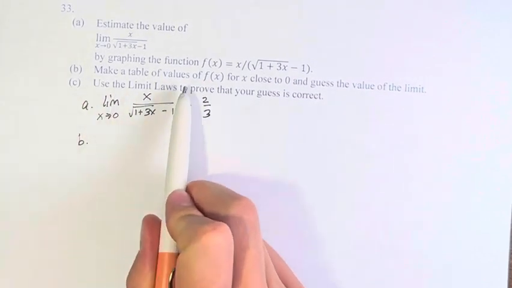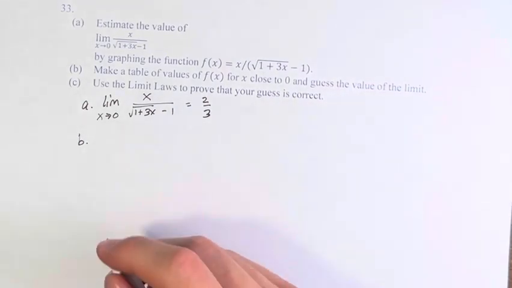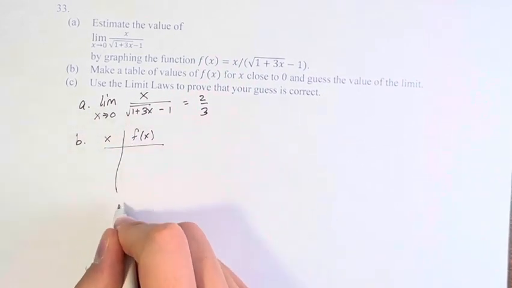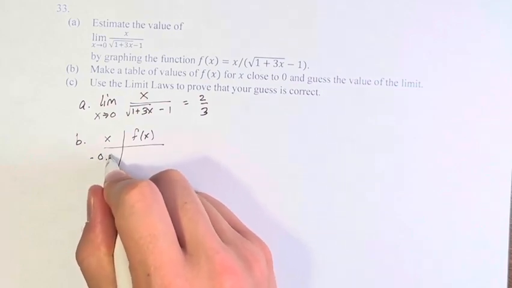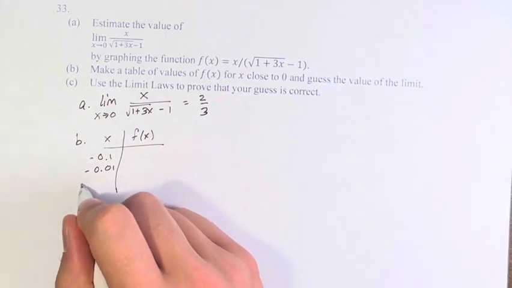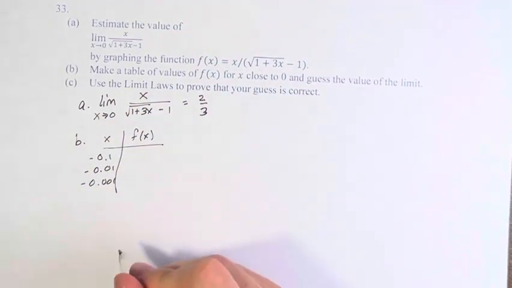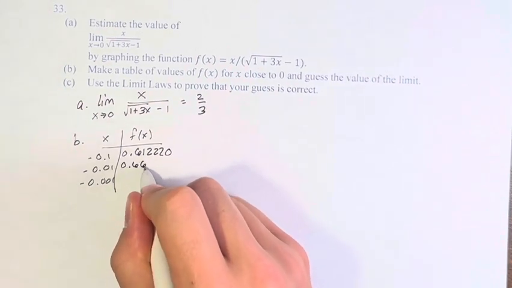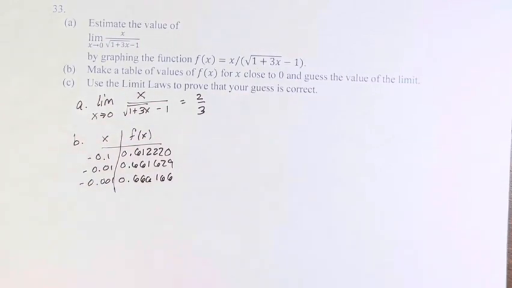Next, we're going to make a table of values for f of x for values of x close to 0 and guess the value of the limit that way. So we have x and we have f of x. And if we take values of x that are getting closer and closer to 0, let's go from the left first: negative 0.1, negative 0.01, negative 0.001. We plug these values into a calculator for this function, we get 0.612220, 0.661629, 0.666166. Again, we can see that it's approaching 0.666 repeating.